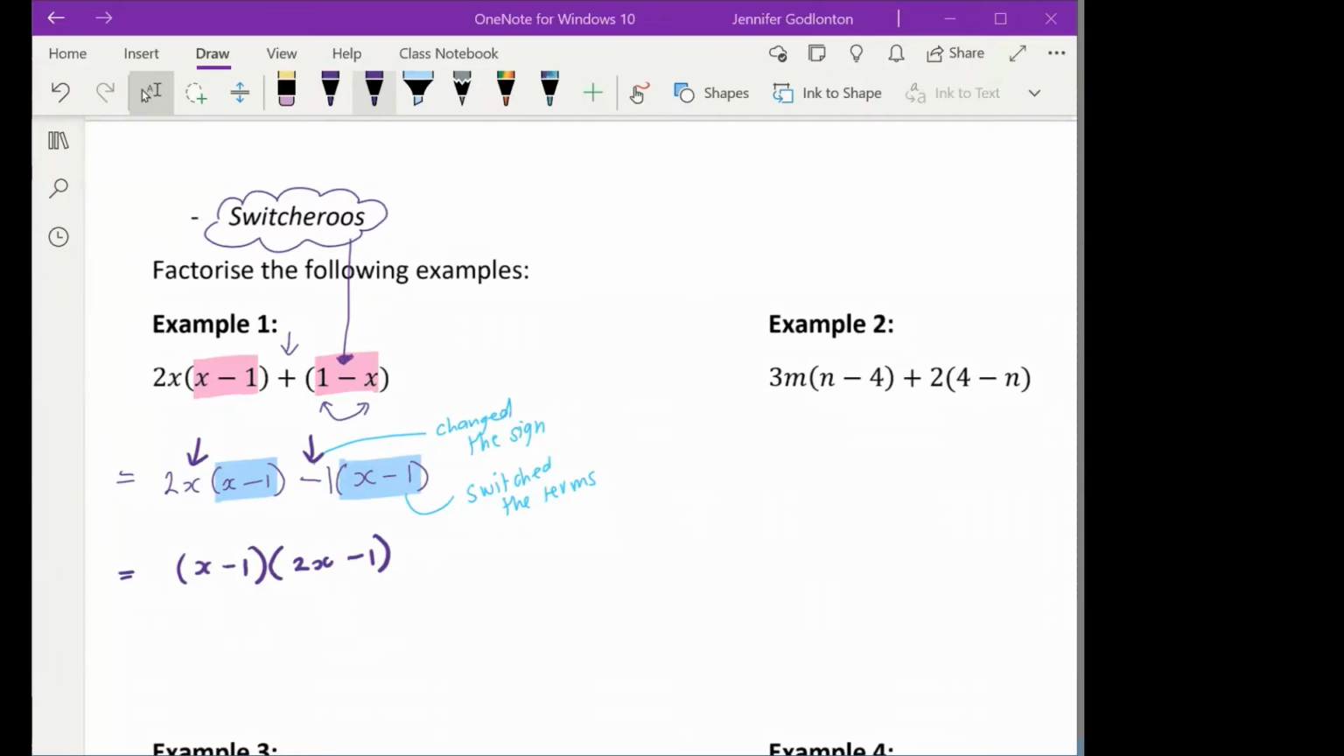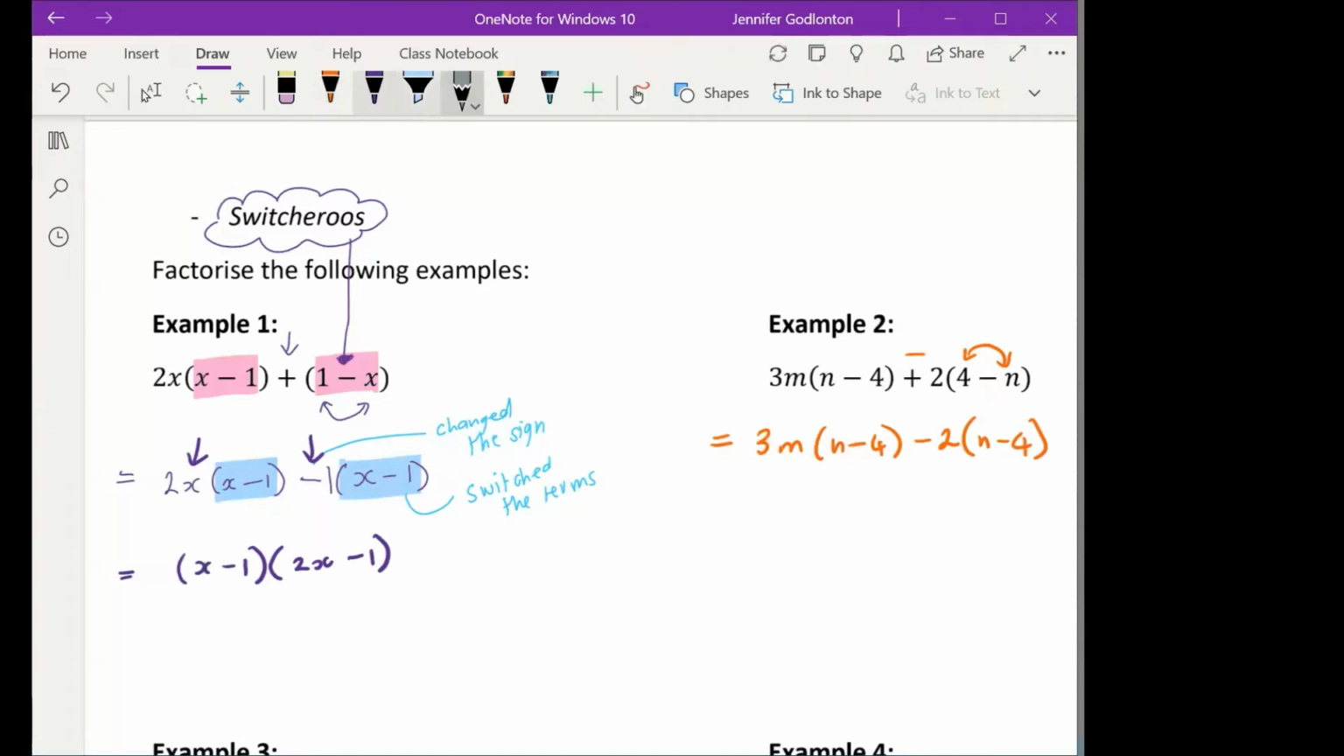Ma'am, may I try example 2? Yes, you may. Okay. So my first line is going to look like 3m open bracket n minus 4, then we have minus 2, then we have open bracket, and we have n minus 4. Yes, we did a switcheroo. We changed that to a minus and we switched around our terms.